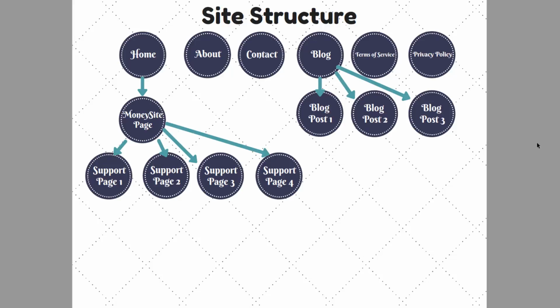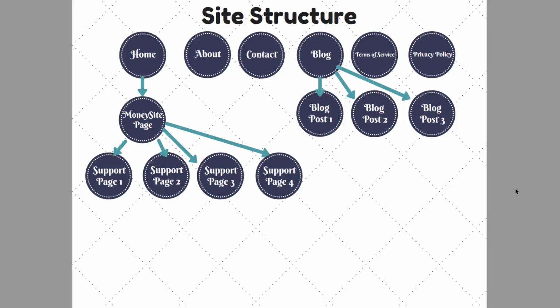And finally, before we go into the nitty-gritty of how to install a plugin and how to install the theme and all that fun stuff, I want to talk about site structure. This is the basic site structure that we're going to be creating. As you can see, we have the home page, the about page, the contact, the blog, terms of service, and privacy policy. These are the basic top-level pages that are going to be on your site. Then the blog page will have 3 blog posts, with links going to blog post 1, blog post 2, and blog post 3.